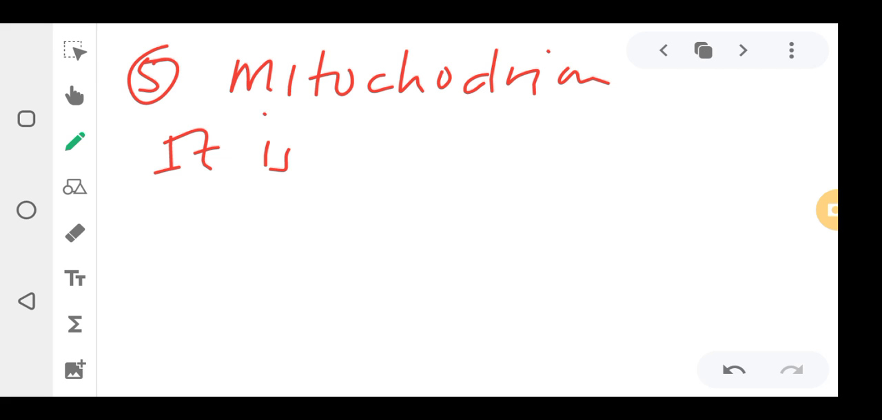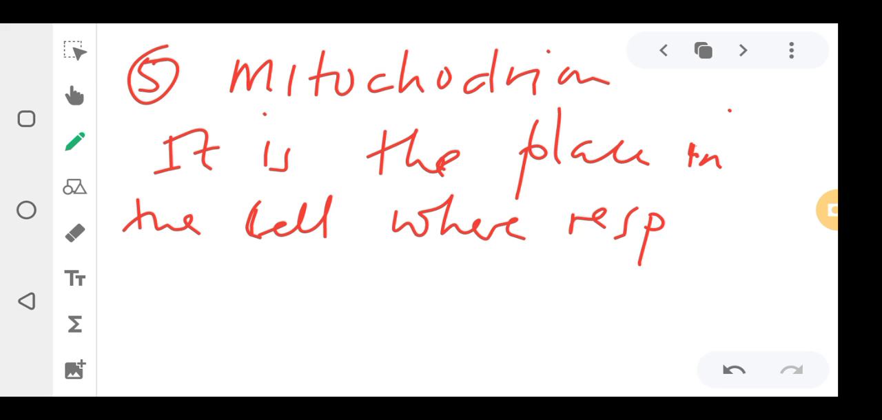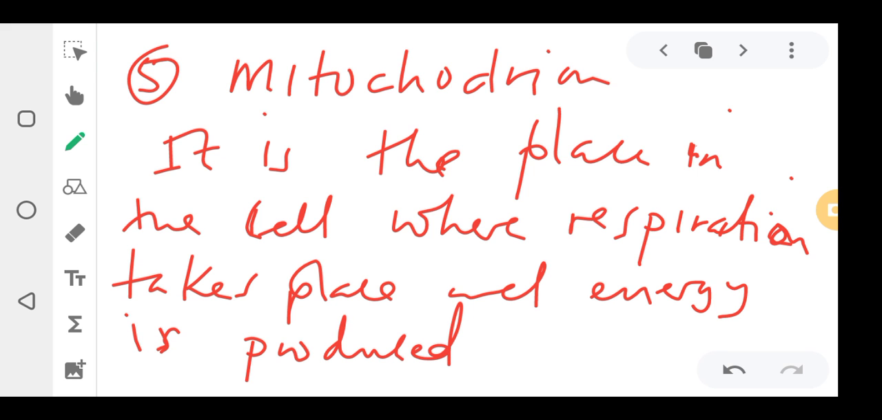It is the place in the cell where respiration takes place and energy is produced. Okay? Sometimes it's even called the powerhouse.